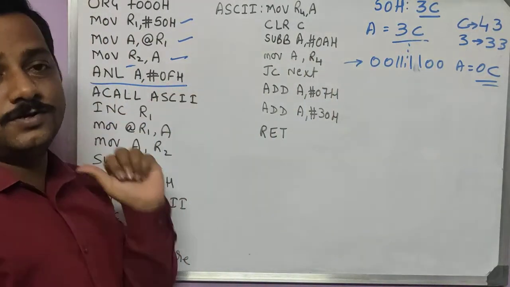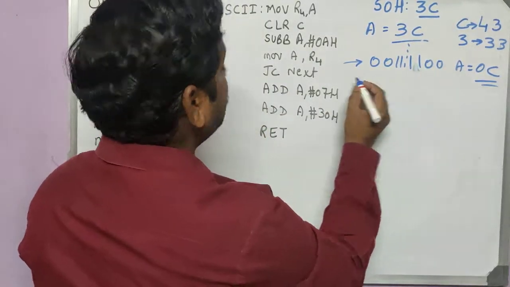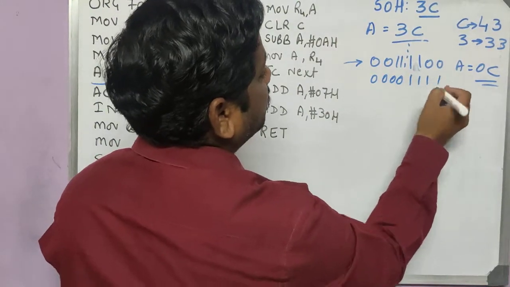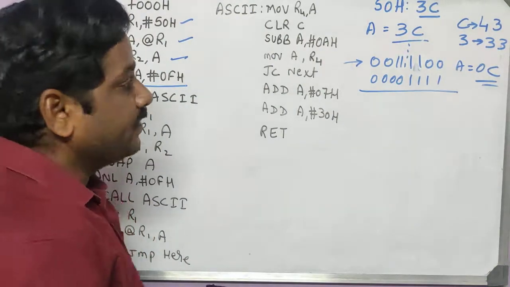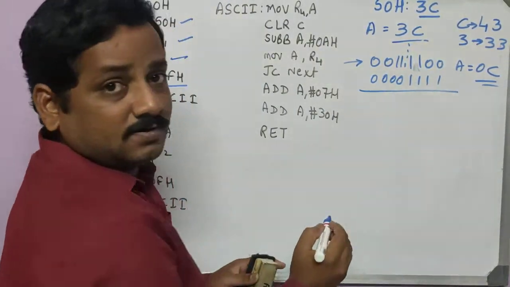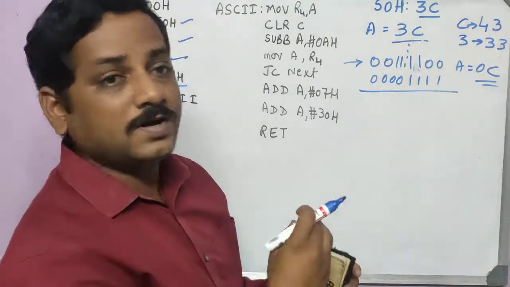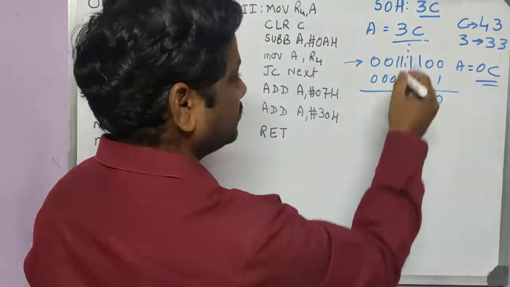3C with 0F. So let's see what's going to happen there. This is 3C. Now let me write 0F here. 0F means 0 0 0 0, F means 1 1 1 1, that is 15. Now apply the AND logic for this. 0 and 1. When you recall the AND gate, logical gates, 0 and 1, it will be 0. If any one input is 0, then output will be 0 in the AND logic.